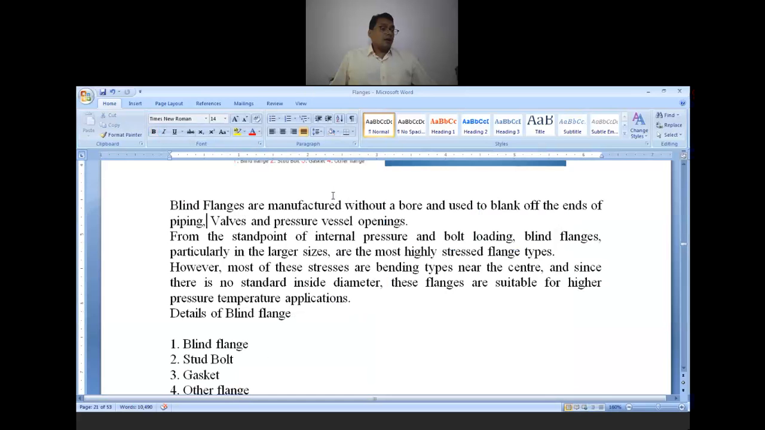These are manufactured without a bore and used to blank off the end of pipes, valves and pressure vessel openings. These are the most highly stressed flange type because a stress concentration will be observed, and because there is no curvature also. That is what we have talked about in the heads, flat heads. It is similar to a flat head, the blind flange.